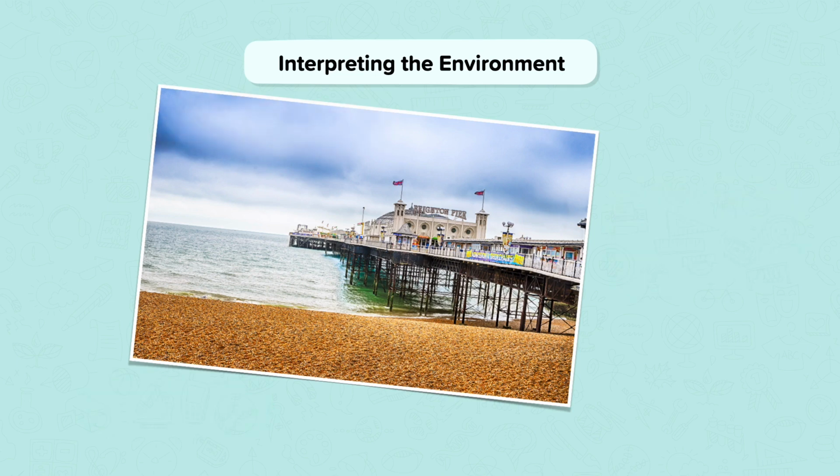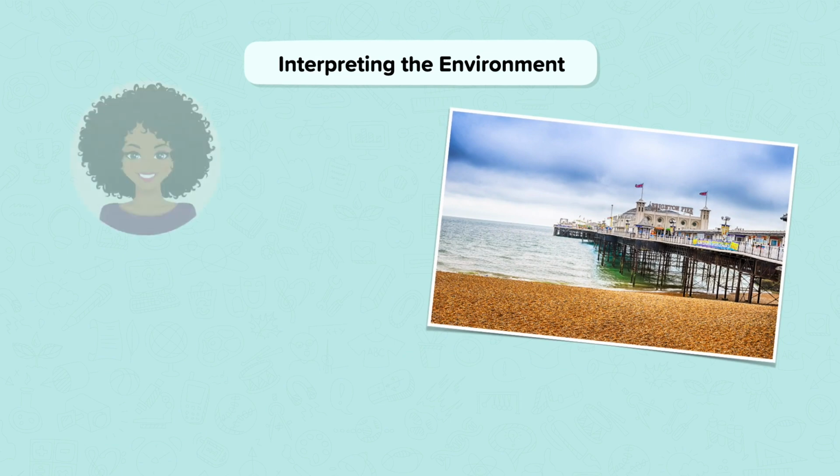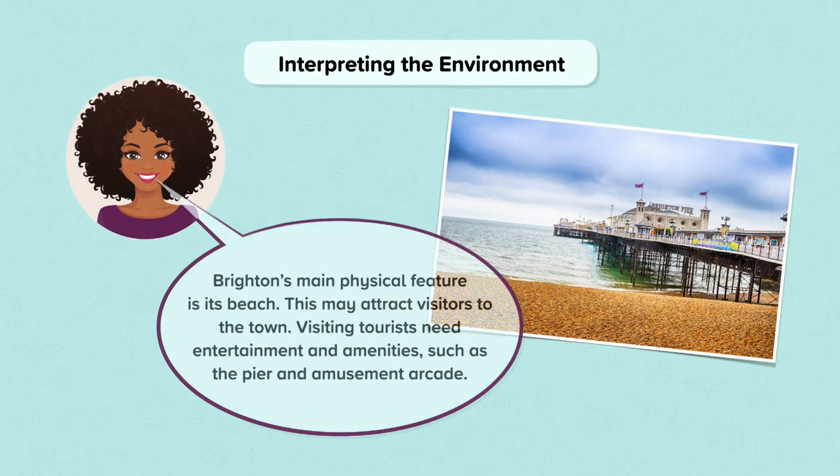Once we have identified the human and physical features, we can begin to consider how they interact. For example, in this photo, we might say that Brighton's main physical feature is its beach. This may attract visitors to the town. Visiting tourists need entertainment and amenities, such as the pier and amusement arcade.